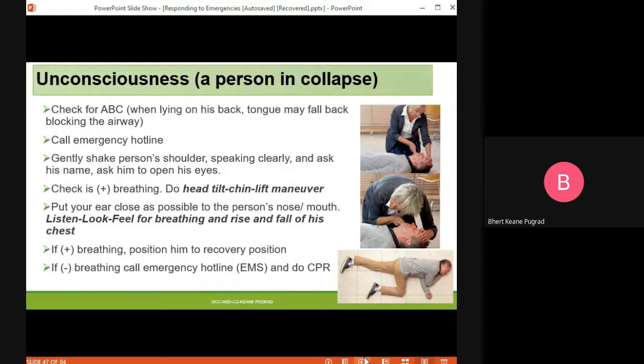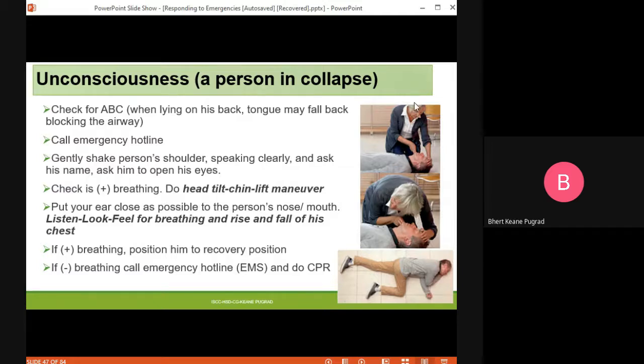Okay, we also need to call for emergency hotline and gently shake the person's shoulder and speak clearly and ask his name or ask him to open his eyes. Okay, this means that we are assessing now the patient's level of consciousness. And we need to check if the patient is breathing. How do you need to check the patient if breathing? Do a head tilt chin lift maneuver.